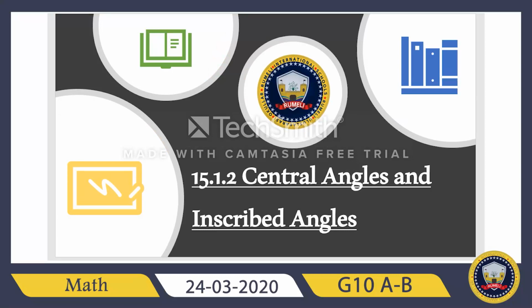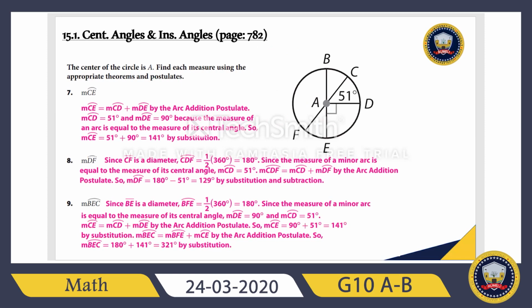Today I'm going to continue with central angles and inscribed angles. So first of all, I'm going to start with solving the last homework. We have this circle that is centered at A, and I have the angle CAD that measures 51 degrees, and you're asked to find three measures.